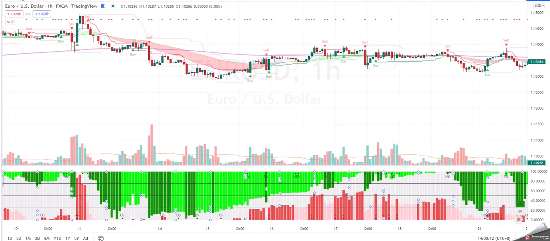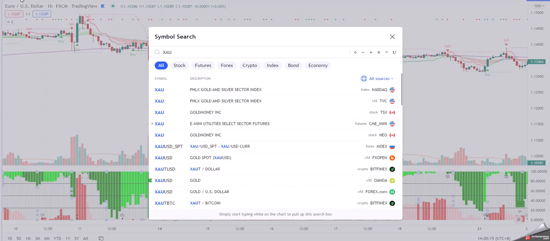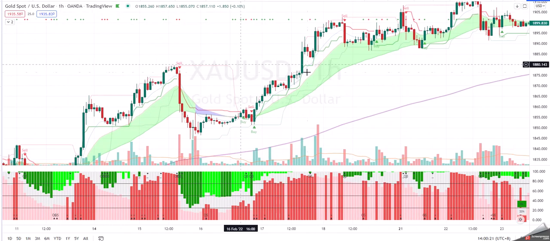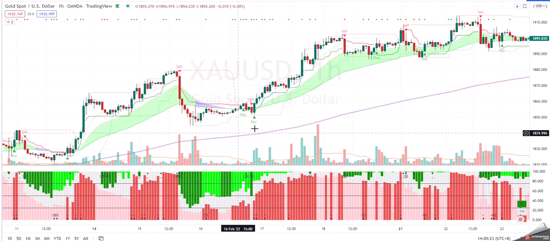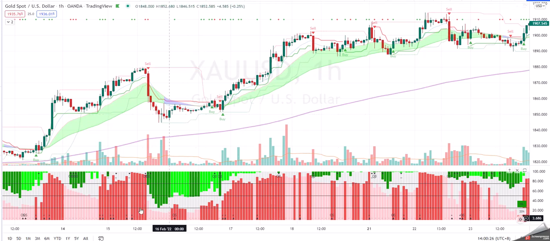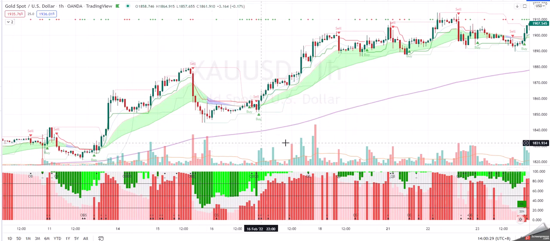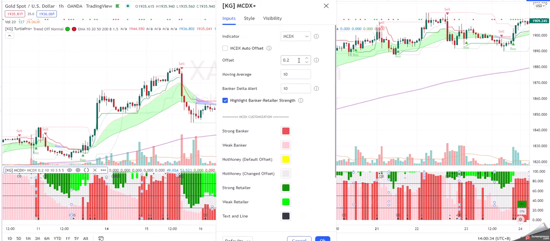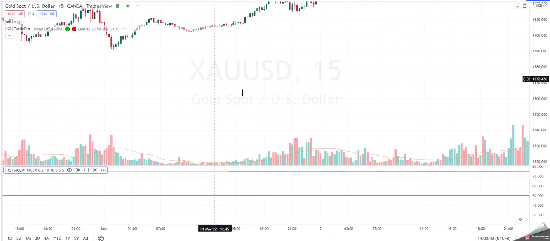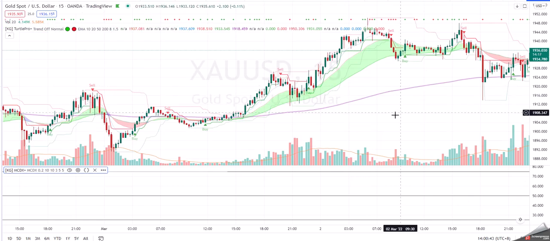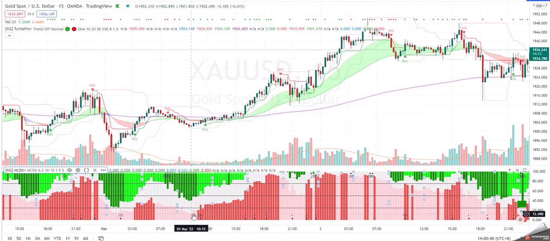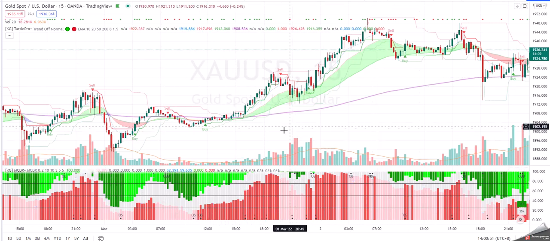Same thing for gold. Make sure that the volume profile is moving with the price accordingly. Otherwise, you need to go and change your settings over here, to 2.5, or lower it if you want to trade, say, the 15 minutes chart. If the wave is moving according to the price with this MCDX, then you are in the right settings.